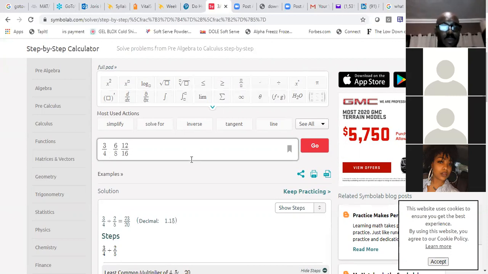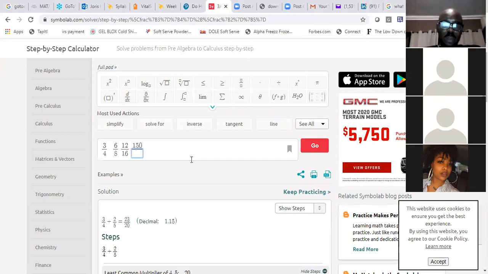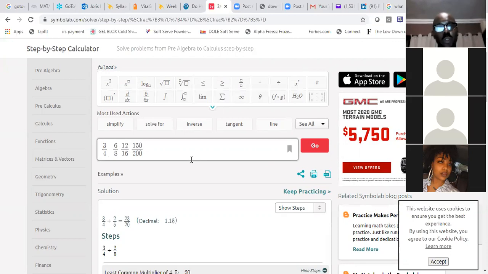I could even write 150 over 200. If I were to reduce these four fractions, I'll end up with 3/4, right? In this case, I multiply the numerator, 3, by 50 to get 150, and then I multiplied 4 by 50 to get 200. So equivalent fractions are identical fractions that are just written differently. Okay. Yes.